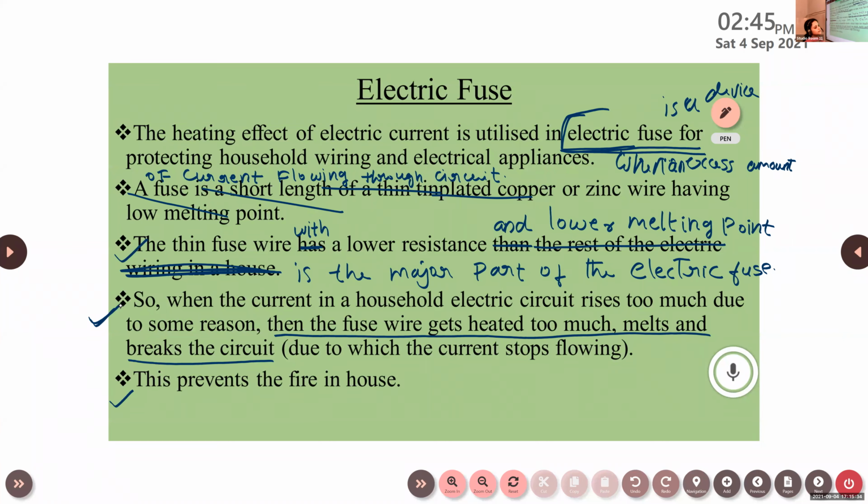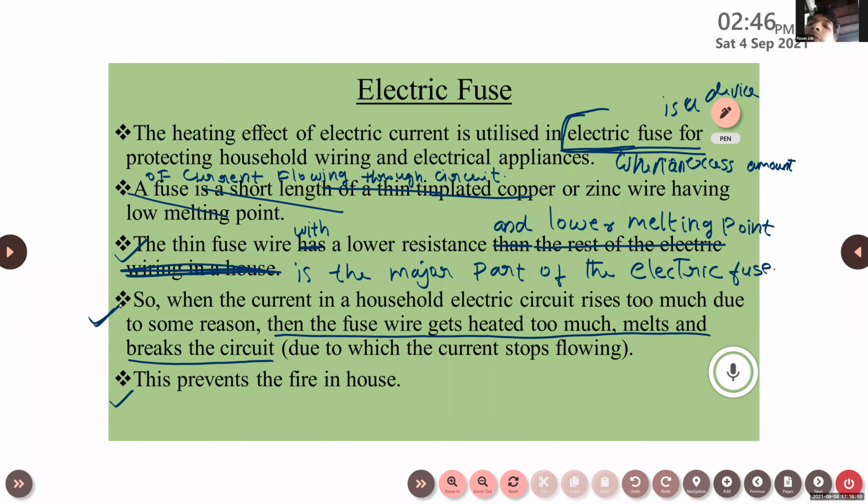Is it clear? Yes ma'am, one minute, I'll write it. So try to study all these points one by one. First of all, study the definition of electric fuse. What do you mean by electric fuse? It is a device used to protect our electrical appliances and household wiring when an excess amount of current is passing through the circuit. Then the second one: what is the major part of the electric fuse?